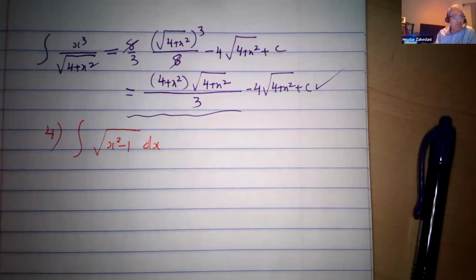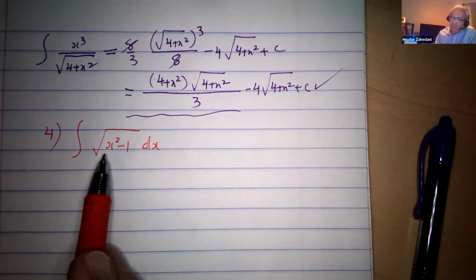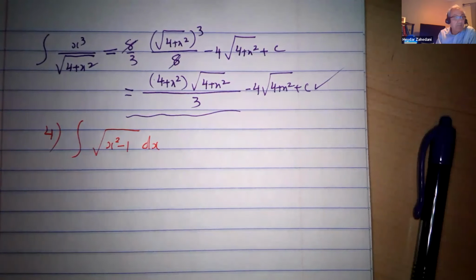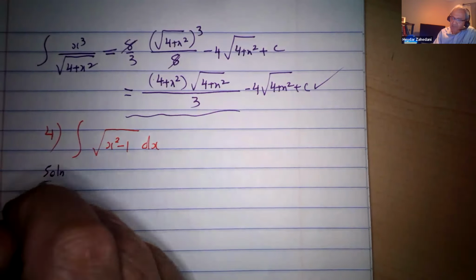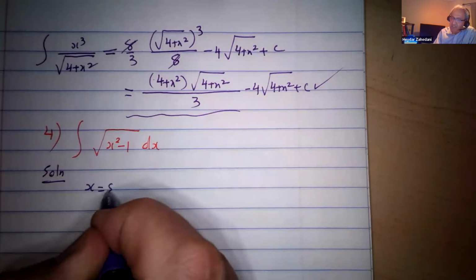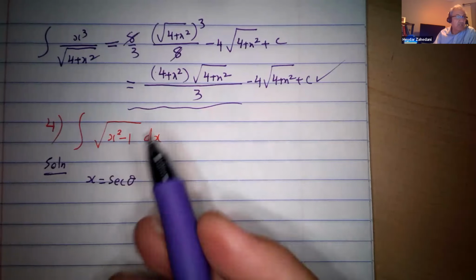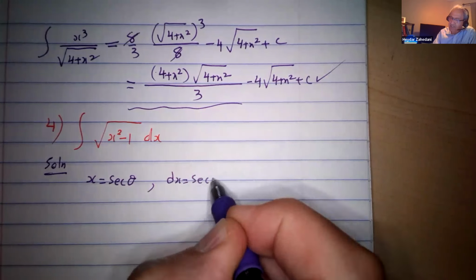When it's x squared minus 1, you have to go with the secant, because secant squared minus 1 would be tangent squared. Just make sure you know it. If it's 1 minus x squared, you replace it by the sine. If it's x squared minus 1, that's a type 3. You are going to change it to the secant. So for the solution, you need x to be equal to the secant of theta, because that gives you secant squared minus 1, which is tangent squared. And your dx would be secant tangent d theta.